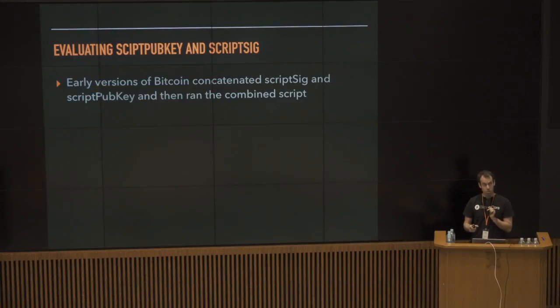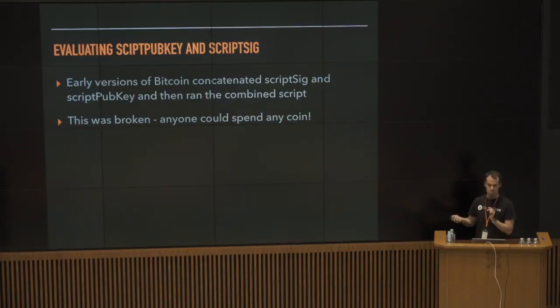Early versions of Bitcoin, so V0.1 up to 0.3.8, simply concatenated those scripts together and ran them, and if it evaluated as true, then that was a valid spend. Now, unfortunately, that's broken, and if you do that, anyone can spend anyone's coins. I won't explain why. It's quite a fun exercise to see if you can work out, once you know how script works, how you could spend anyone else's coins under this system.